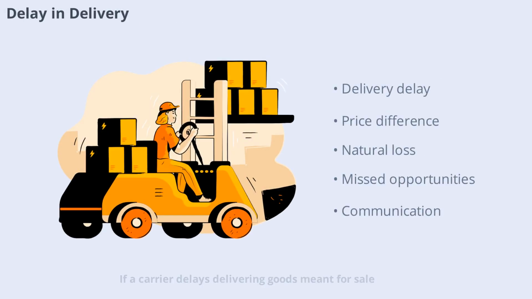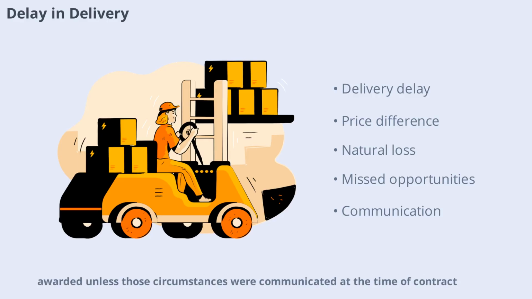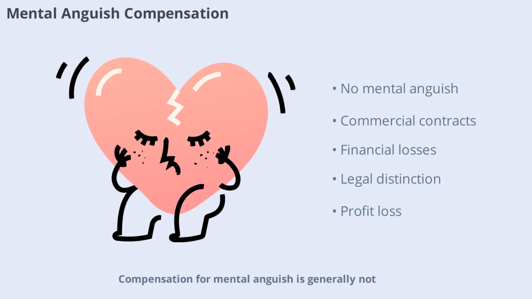If a carrier delays delivering goods meant for sale, they may be liable for the difference in prices between the agreed and actual delivery dates. This is considered a loss arising naturally from the breach. However, compensation for lost profits due to missed sales opportunities is not awarded unless those circumstances were communicated at the time of contract. Compensation for mental anguish is generally not awarded for breach of ordinary commercial contracts.